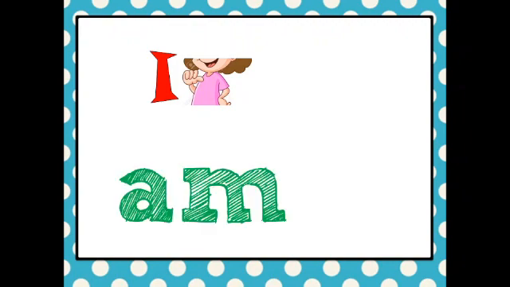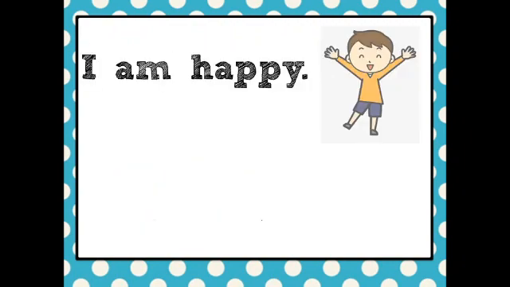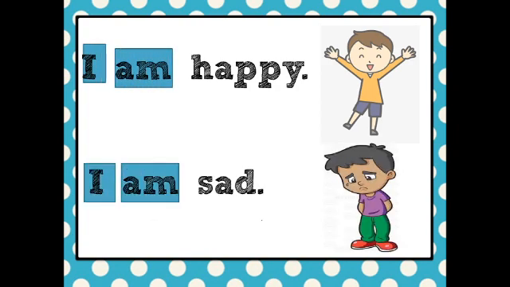I. I is used whenever we are talking about our very own self. And with I, we use am. I am. For example, I am happy. I am sad. So in both sentences with I, we have used am. Without the helping word am in both the sentences, I happy and I sad, they are incorrect.